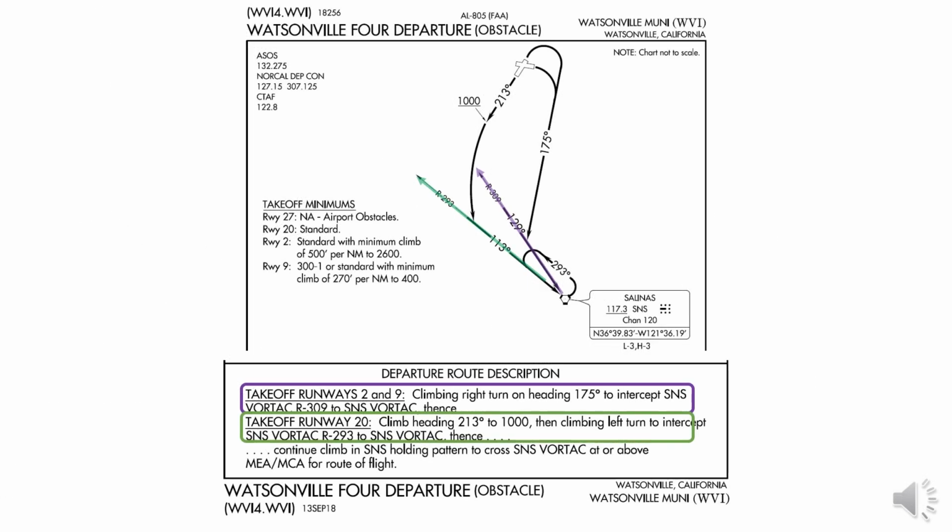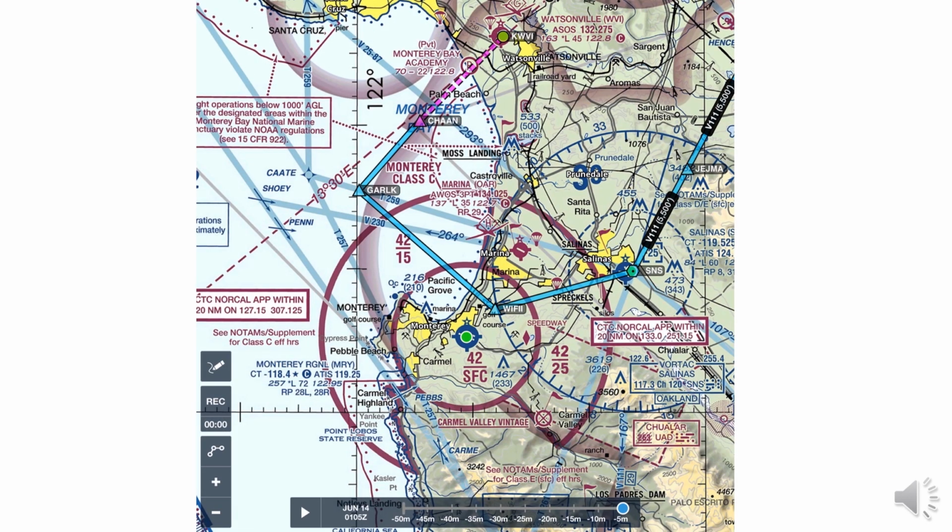The Watsonville 4 is a straightforward departure procedure, but there's potential for confusion. The procedure calls for a climb and then, depending on the runway used for takeoff, a turn to intercept either the Salinas 309 or 293 radial and track it inbound to Salinas. The Garlic 1 does take you out over Monterey Bay, so perhaps the Watsonville 4 direct to Salinas is the better choice in a single-engine piston.